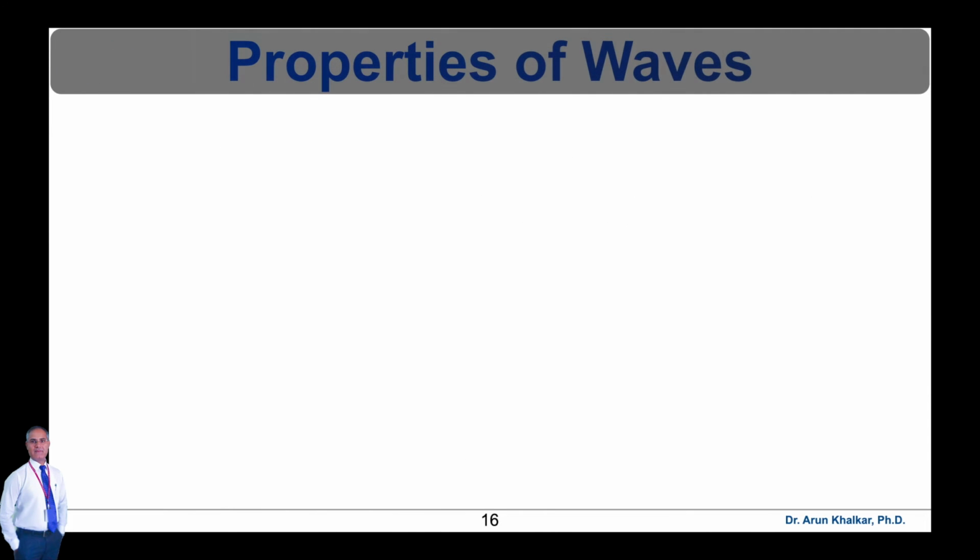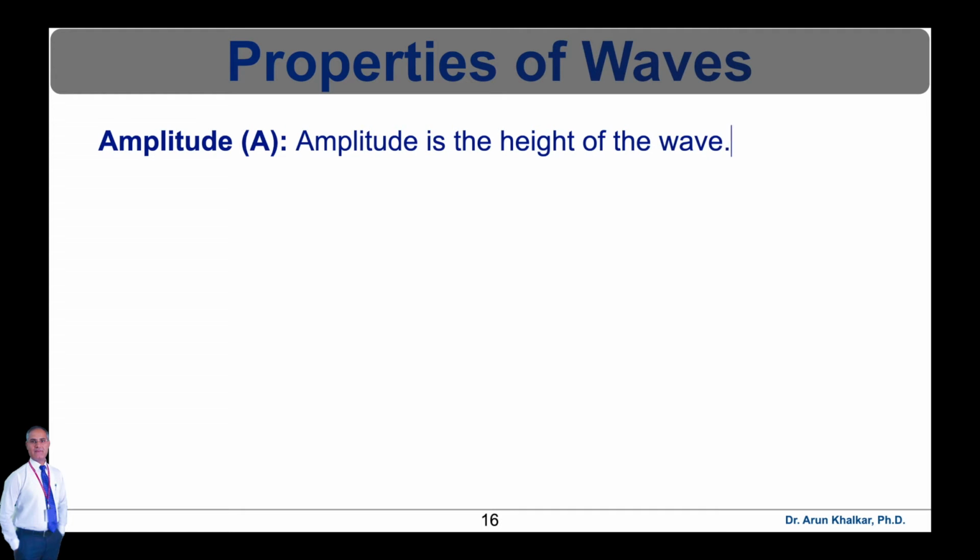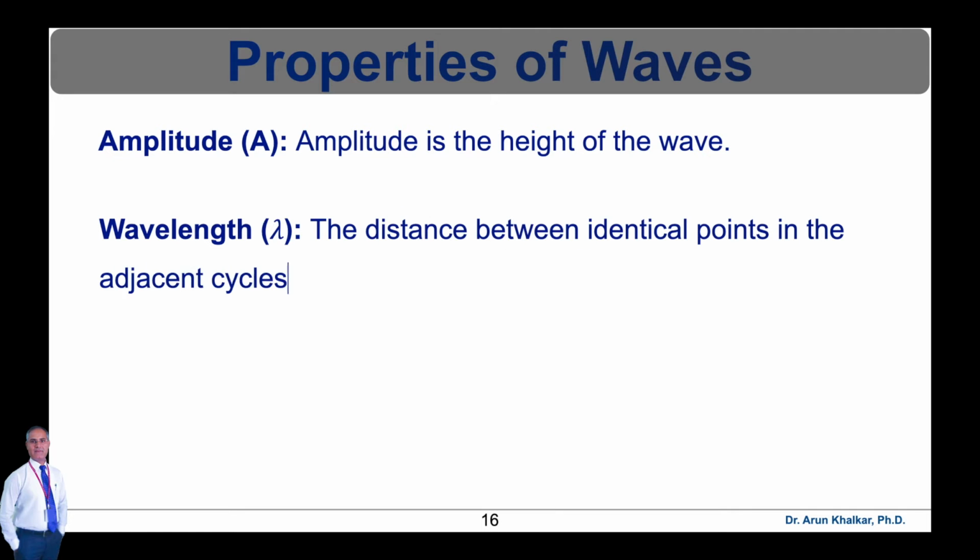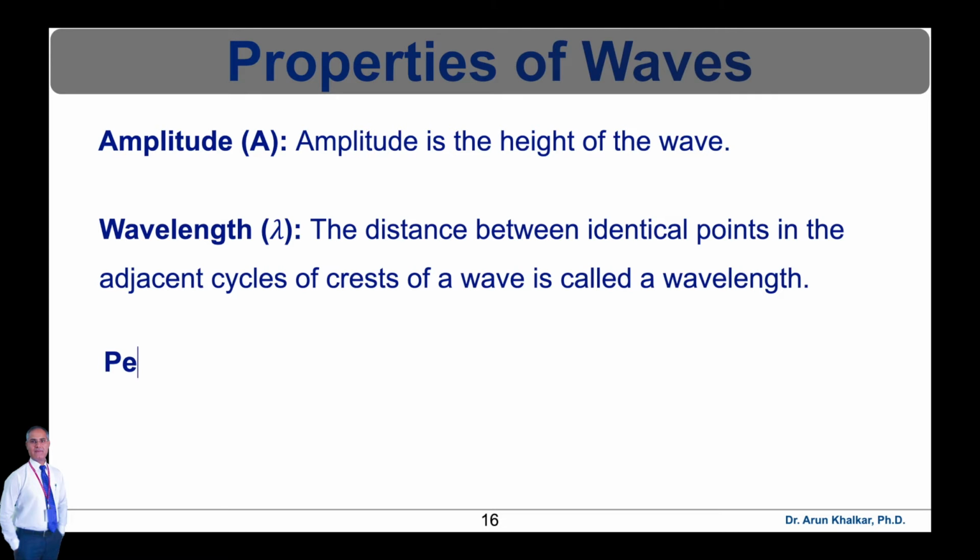Now let's see the properties of the waves. The prime properties of the waves are as follows. Number 1, amplitude. Wave is an energy transport phenomenon. Amplitude is the height of the wave, usually measured in meters. It is directly related to the amount of energy carried by a wave. Second, wavelength. The distance between identical points in the adjacent cycles of the crest of a wave is called the wavelength. It is also measured in meters.